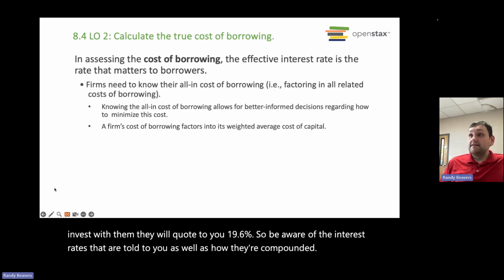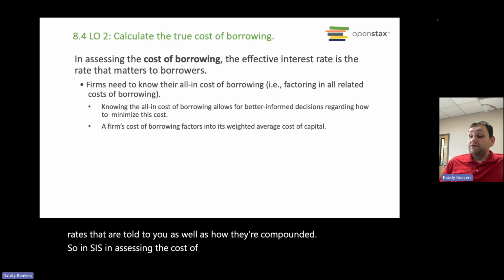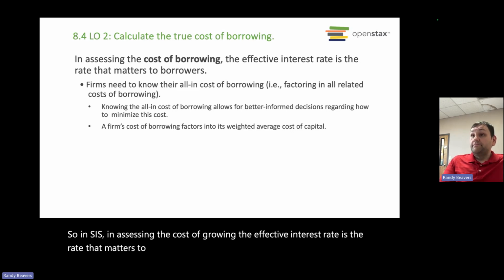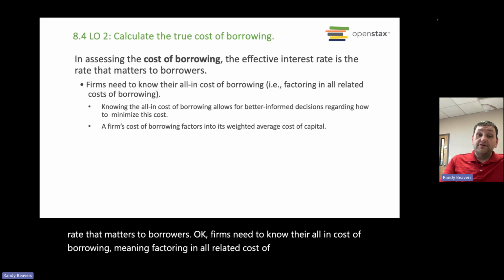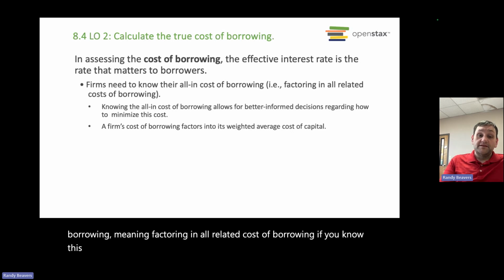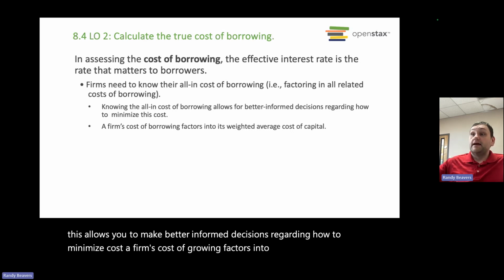So in assessing the cost of borrowing, the effective interest rate is the rate that matters to borrowers. Firms need to know their all-in cost of borrowing, meaning factoring in all related costs of borrowing. If you know this, it allows you to make better informed decisions regarding how to minimize cost. A firm's cost of borrowing factors into its weighted average cost of capital.